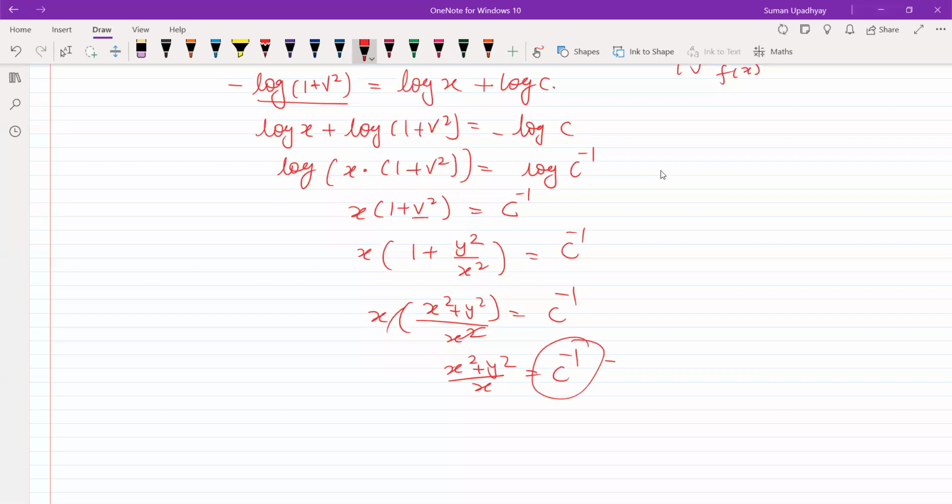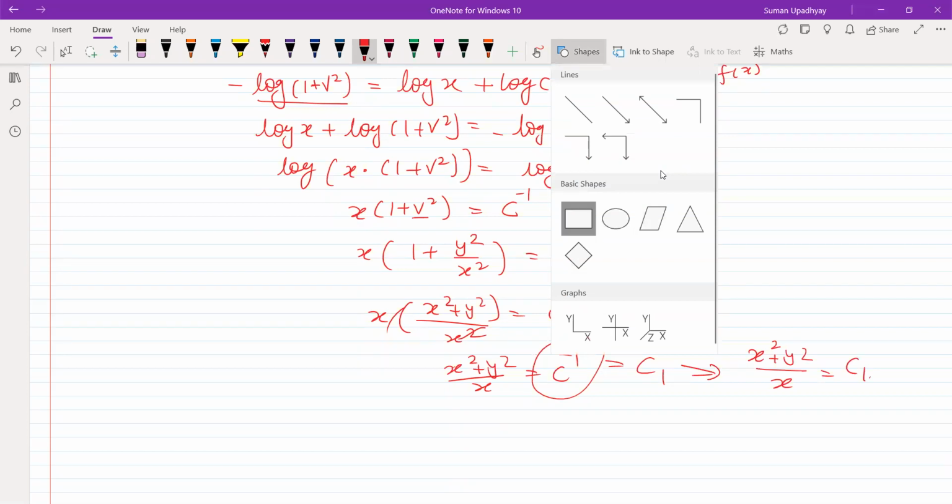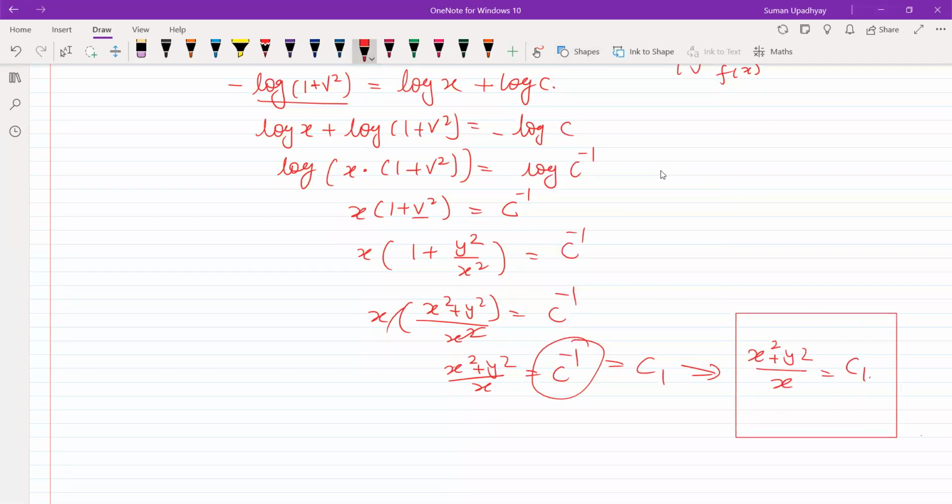And the c raised to minus 1, you can take it as any other constant. I can replace it by c1 also. So final answer would be x square plus y square upon x is equals to c1. So this is your final answer of this question. Is this understood to all of you? Yes, ma'am. Okay. So you can write it further as x square plus y square equals to c1 x also, no problem. Okay, this is also the correct answer.